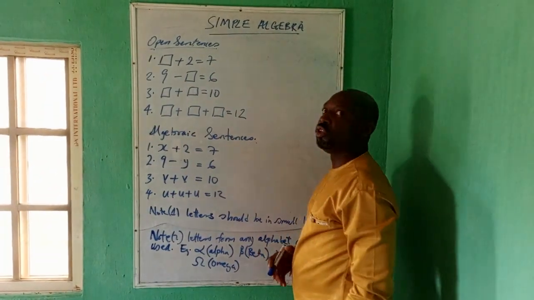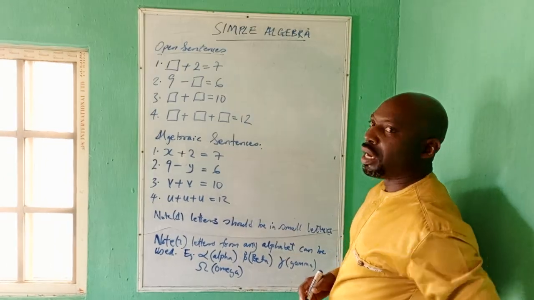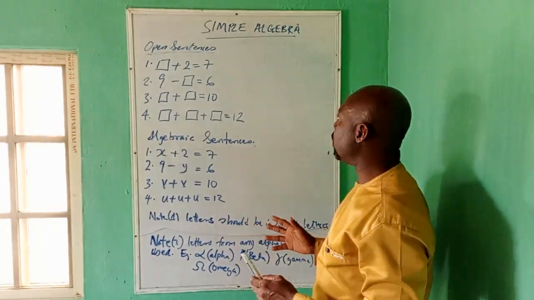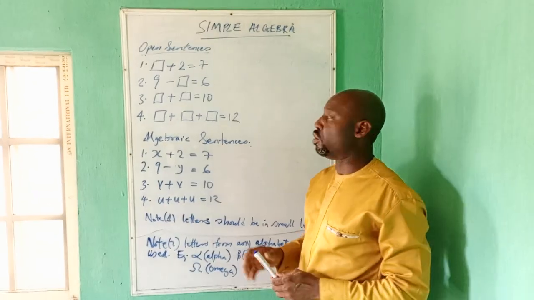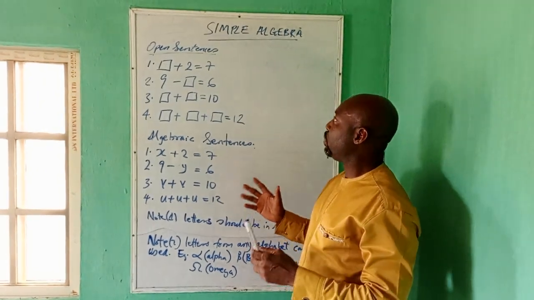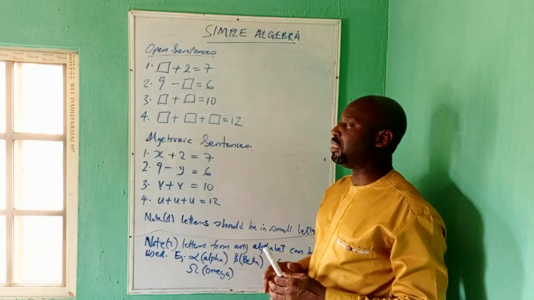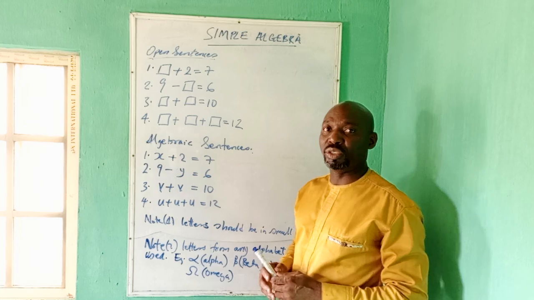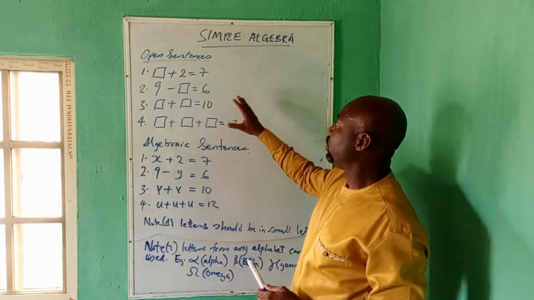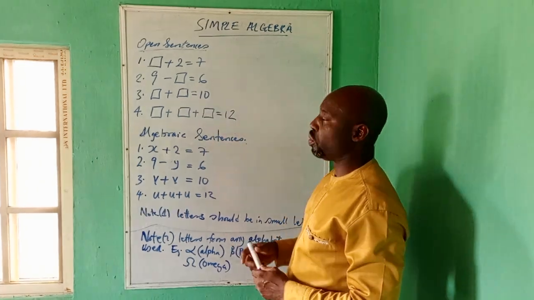Today we are going to be dealing with simple algebra. And when we talk about simple algebra, we are talking about the introduction of letters to mathematics. Simple algebra has a form which you may have learned in your basic school, and that is the open sentences. In your basic school, you were taught open sentences, and these are some open sentences you have here.